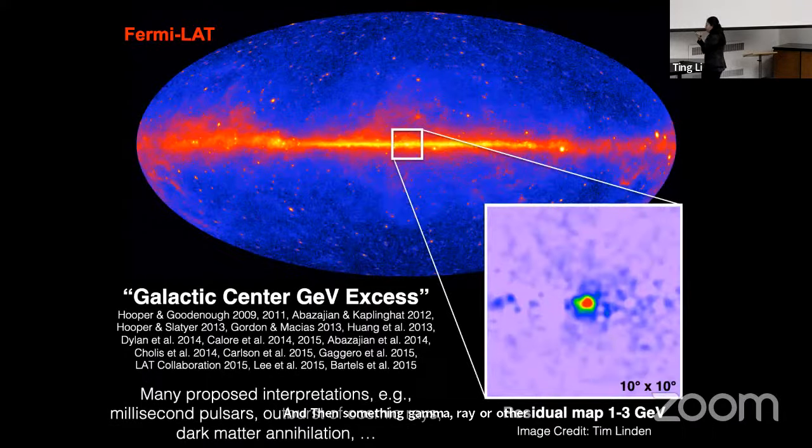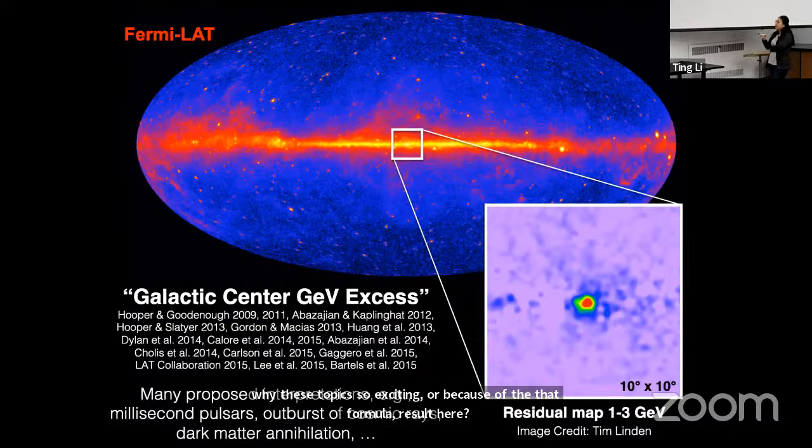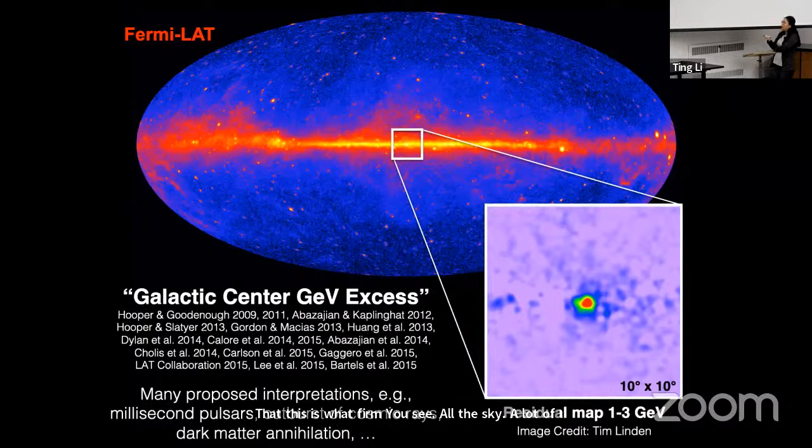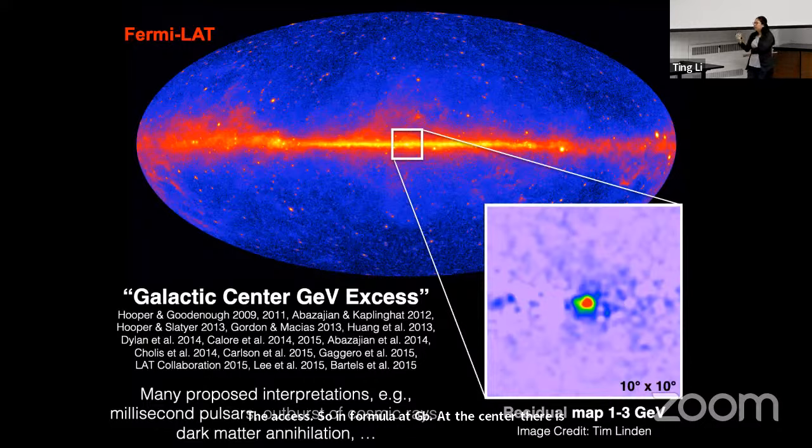Why this topic is so exciting or popular is because of the Fermi-LAT result here, this is what Fermi sees of the whole sky. A lot of this is not really associated with dark matter, it's all associated with baryons or other activity. But if you clean it up, this is what you see in the center of our Milky Way. And this is something we call the galactic center GeV excess. So in Fermi-LAT at GeV at the center, there is some excess. There are many interpretations of that. It can be millisecond pulsars, it can be some outburst of cosmic rays, but it can also really be dark matter annihilation.